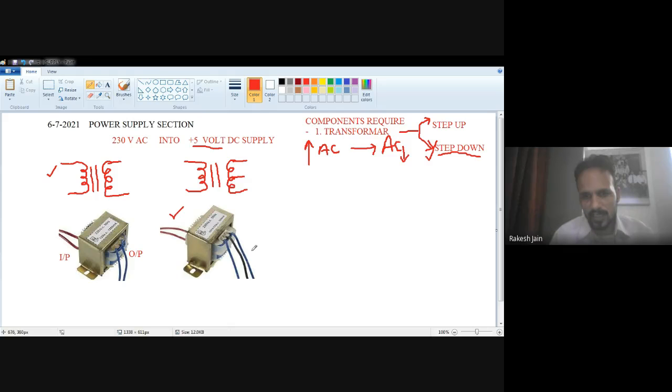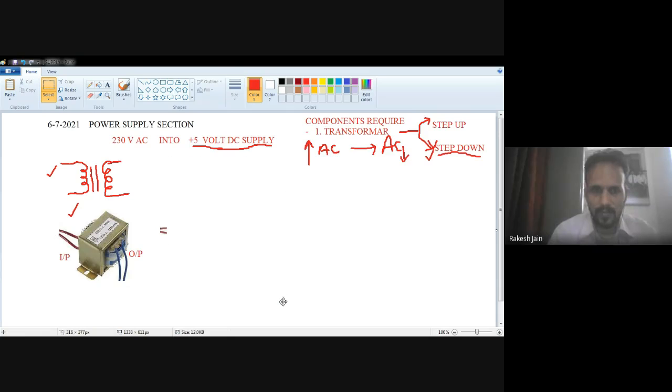And the output consists of 3 wires here, so it is a center tap transformer. But I require a 5 volt DC supply, so I can use any transformer. So let's suppose I use a simple transformer. So I just remove the center tap symbol and its connections. The input side I must connect with a 2-pin cable.